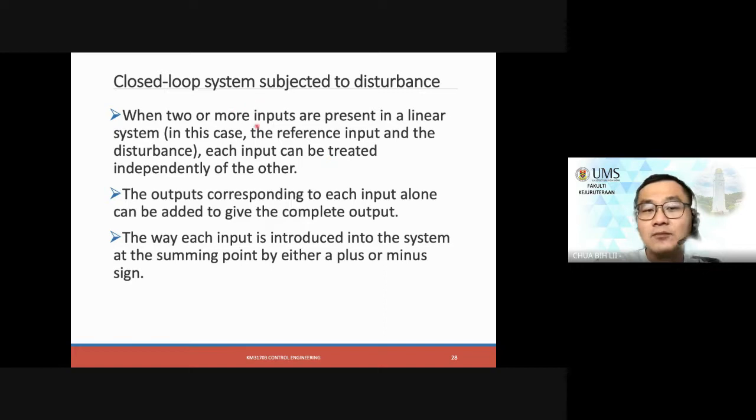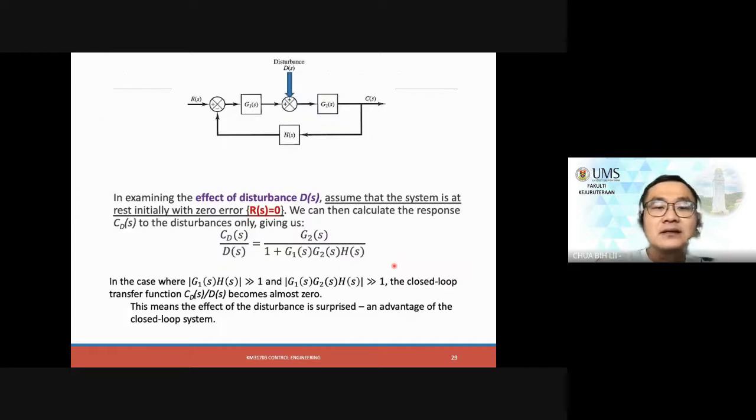When we have two or more inputs, we just treat them individually, or independently, so that we can add them up together to complete the whole output, the so-called superimposed output from all these inputs. The way each input is introduced in the system at the summing point can be by either a plus or minus sign. So this is an example of where we can insert a disturbance.